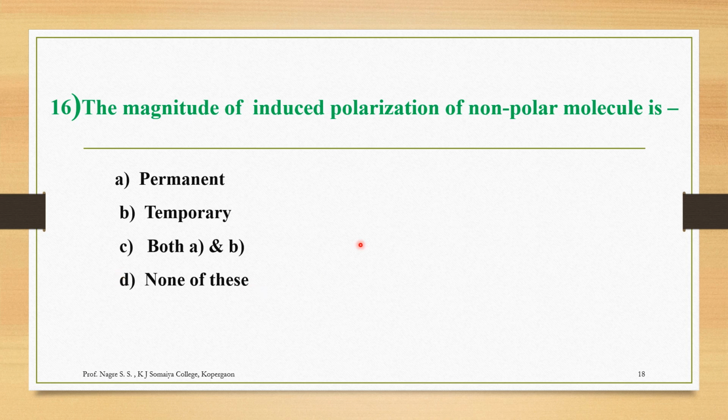We know very well that this non-polar molecule gains the polarization, that is induced polarization, whenever it is placed in the presence of the external electric field. It remains as it is unless and until this external electric field is present. If we remove that field, this induced polarization vanishes, and that's why we can say that the magnitude of induced polarization must be temporary, and that's why the correct option for this particular question is option B, that is, it is a temporary one.